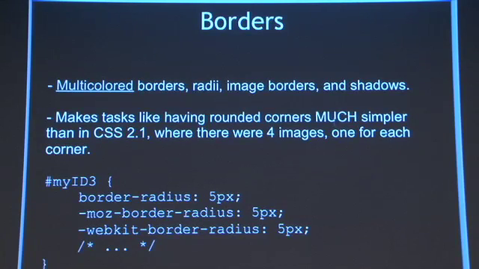So back in the day of HTML 4.0 and XHTML, you'd have to have 4 images to get rounded corners. A top left, a top right, bottom left, bottom right, each being a rounded image, and then you'd have to have the colors line up properly, and it was just a mess.